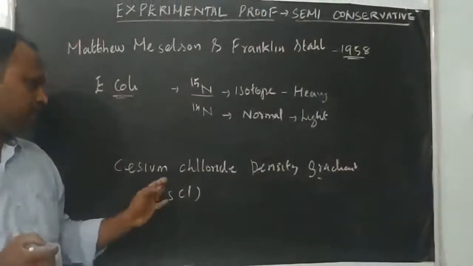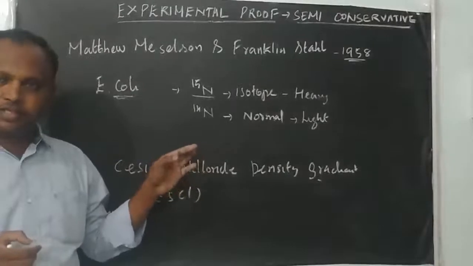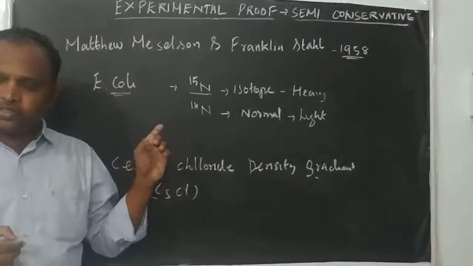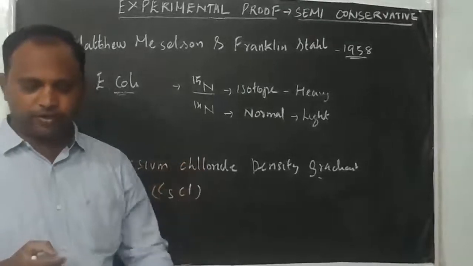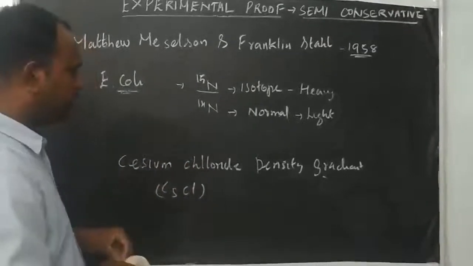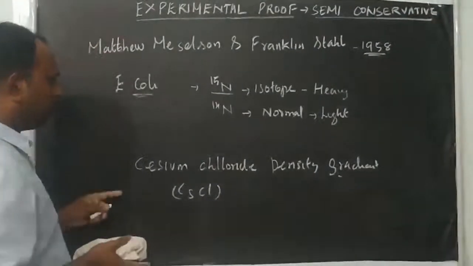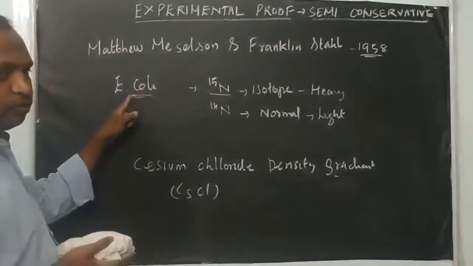That centrifugation is called cesium chloride density gradient centrifugation. For this experiment, they also used cesium chloride density gradient centrifugation. We will see what they did and how they conducted the experiment. Are you clear with this? What organism did they use for this experiment?